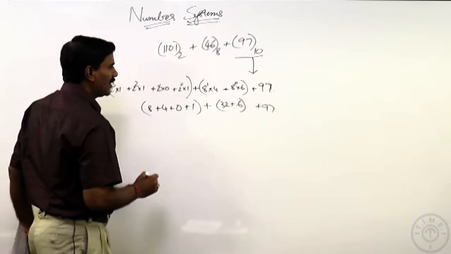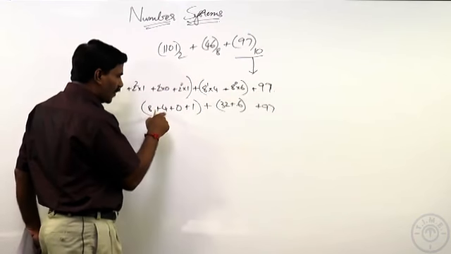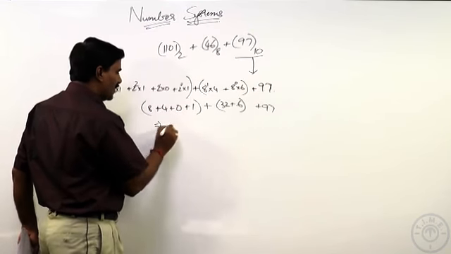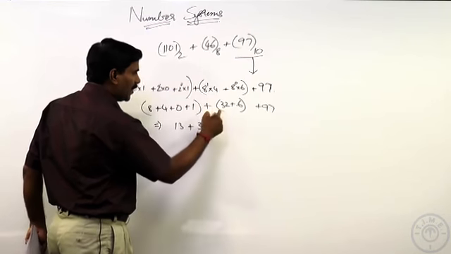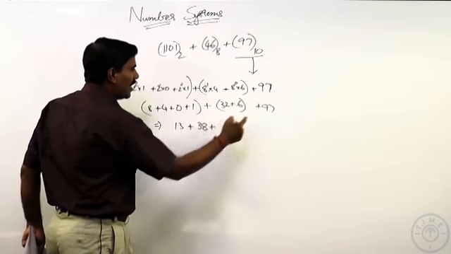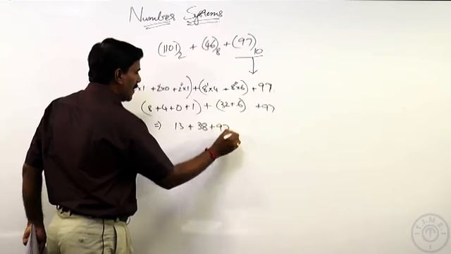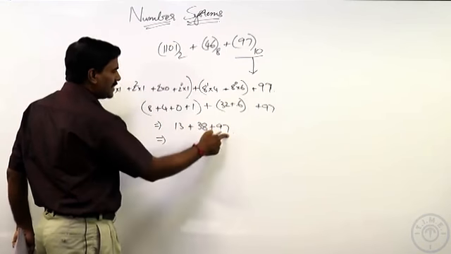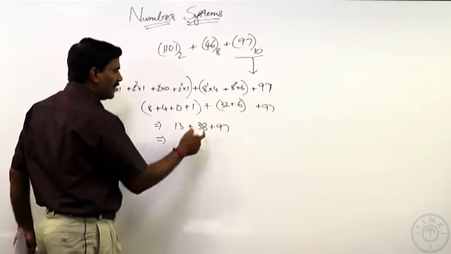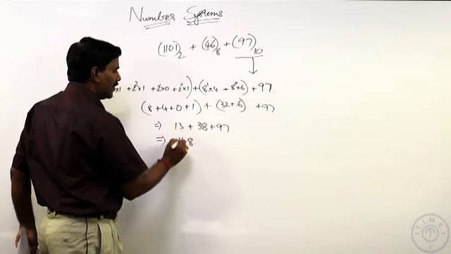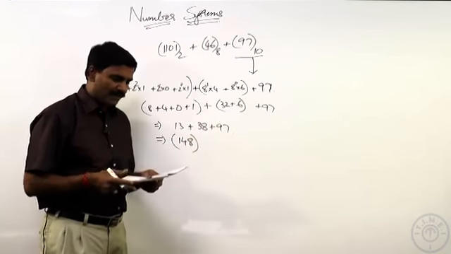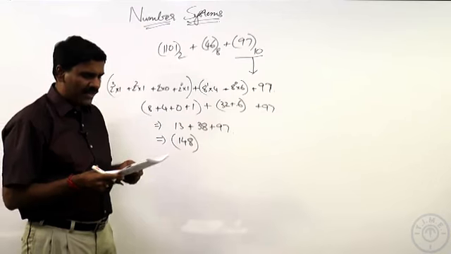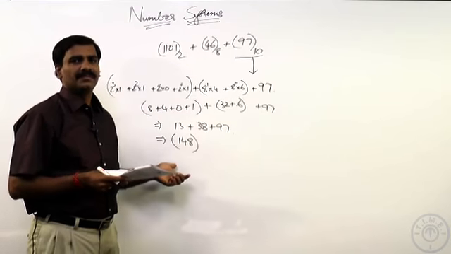So what is the value of that number? It's 8 plus 4 is 12, 12 plus 1 is 13. To that we are adding 38, that is 32 plus 6, and to that we have 97 added. 97 plus 13 is 110, 110 plus 38 is 148. So the value of that number in the decimal system is 148. In that way we will be having the problems based on this conversion.